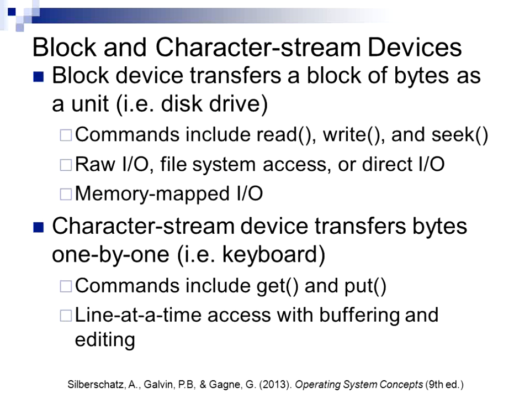So I already talked a little bit about block versus character stream devices. A block device transfers a block of data from the drive, or whatever the I/O device is, and that's where we're doing a read or a write or a seek. And this is where we're dealing with raw I/O, file systems or direct I/O, or memory mapped I/O. Okay, and we've talked about all these things before in this class. A character stream device transfers bytes one by one, and that has commands like get and put.